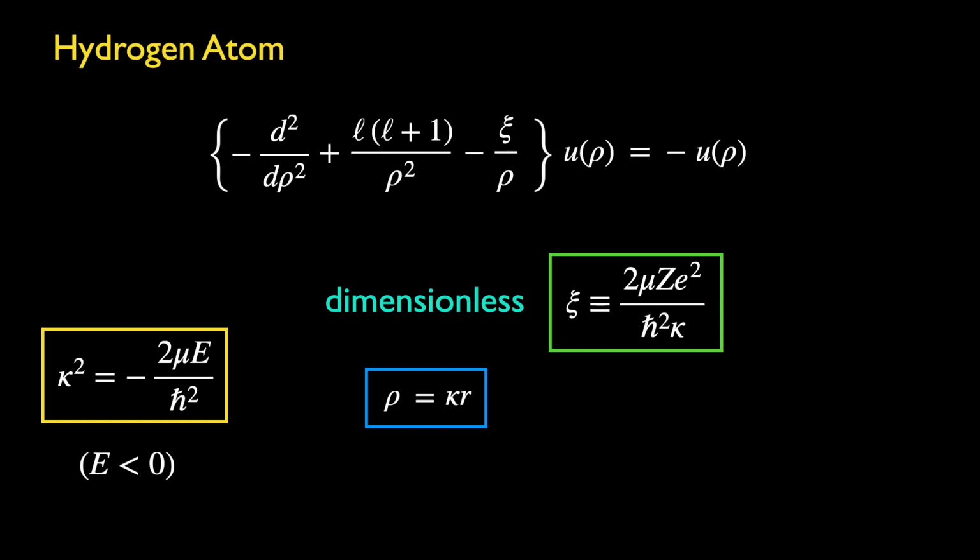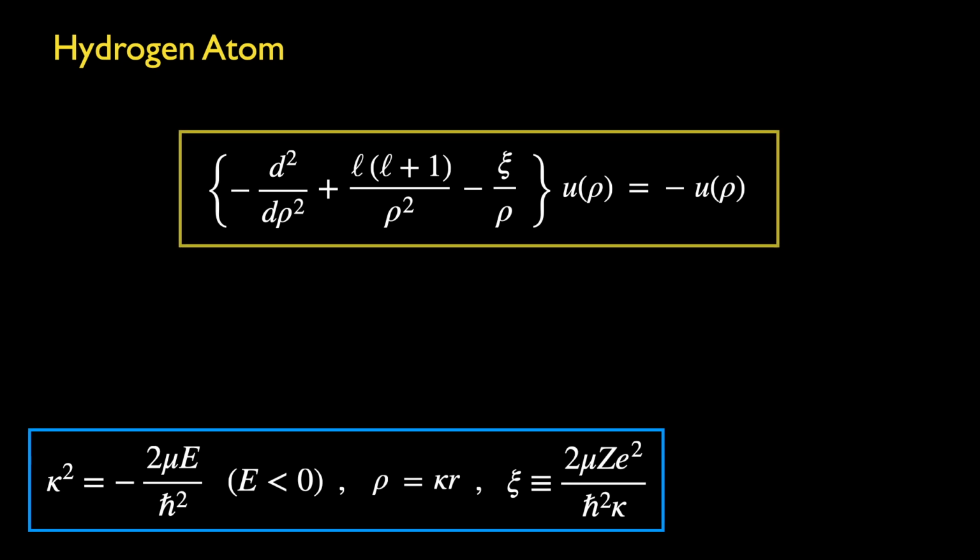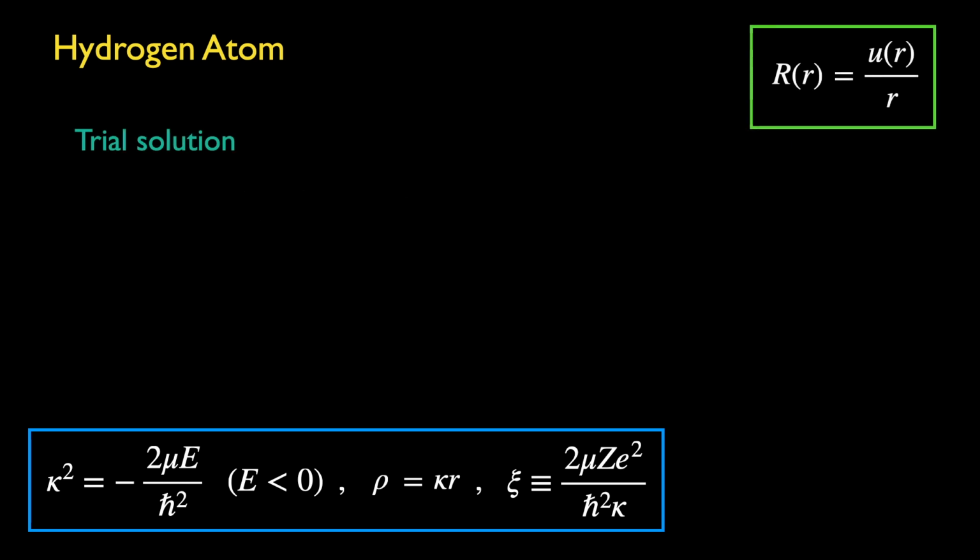Dimensionless variables are useful when we want to talk about sizes of objects in an unambiguous way. For example, we would specify a small radial distance by this condition, and a large one by this. Let's now solve this equation. We start with the following trial solution.